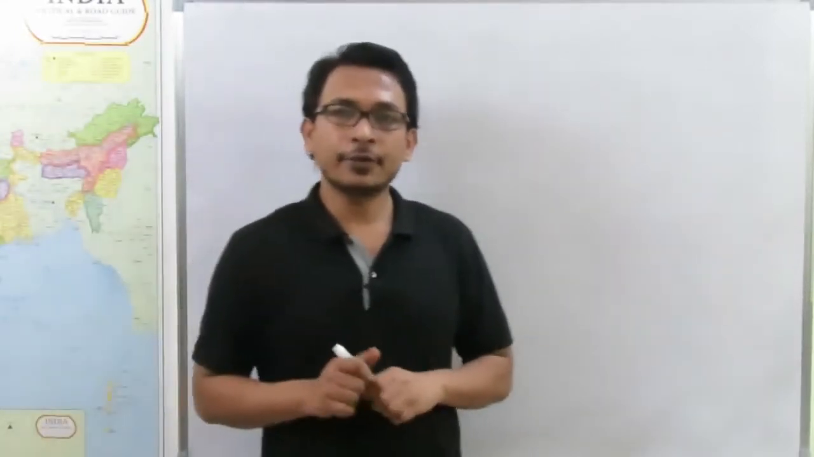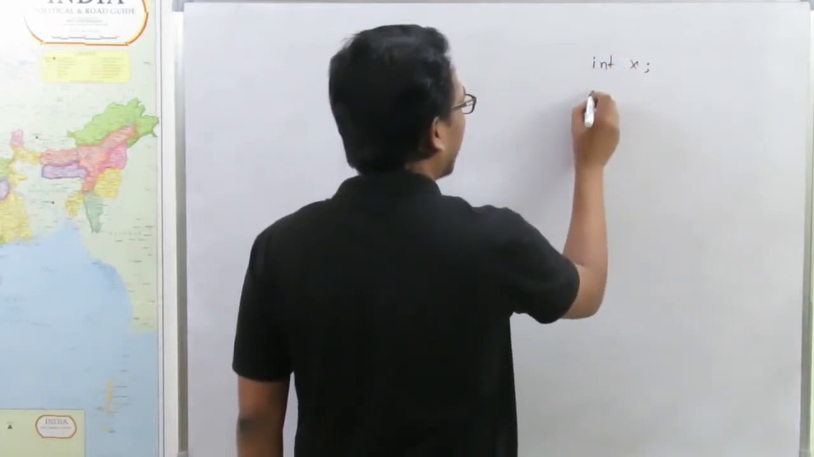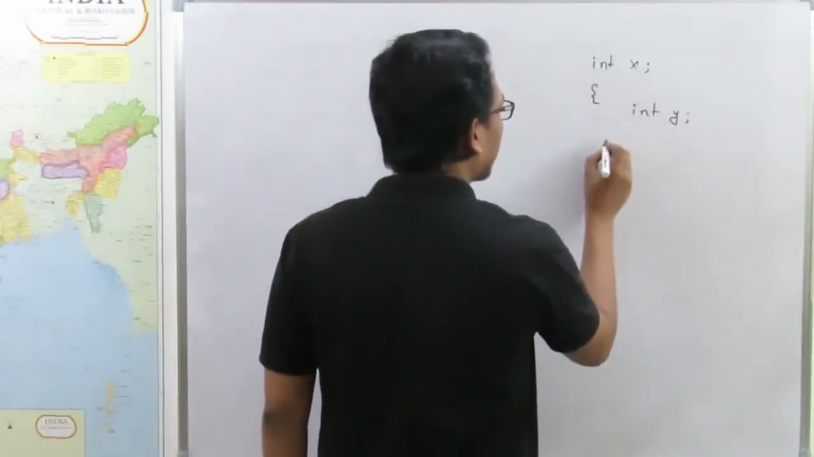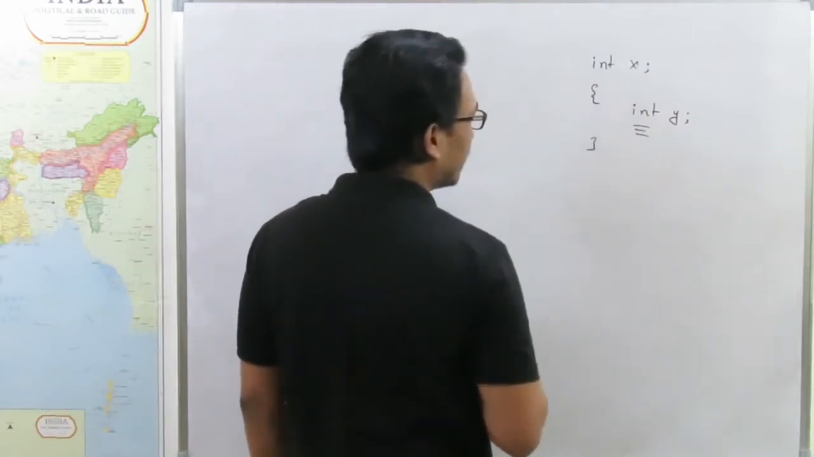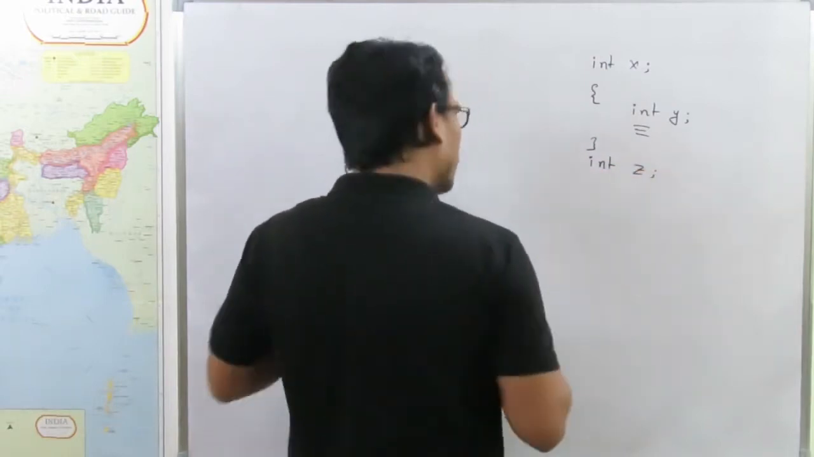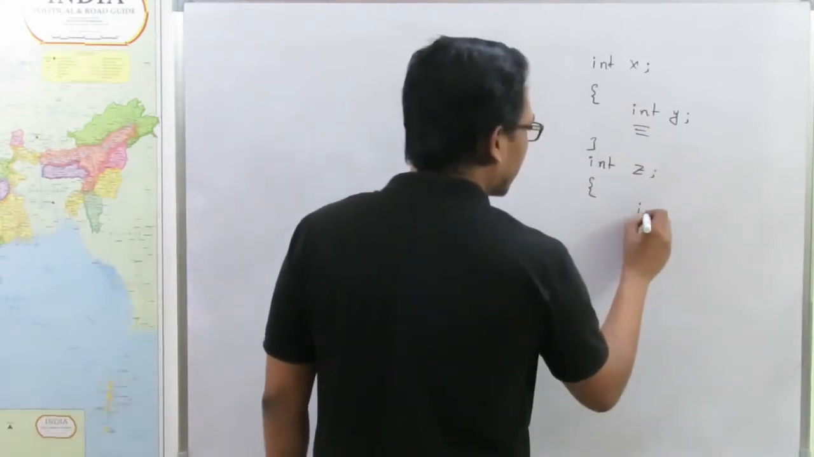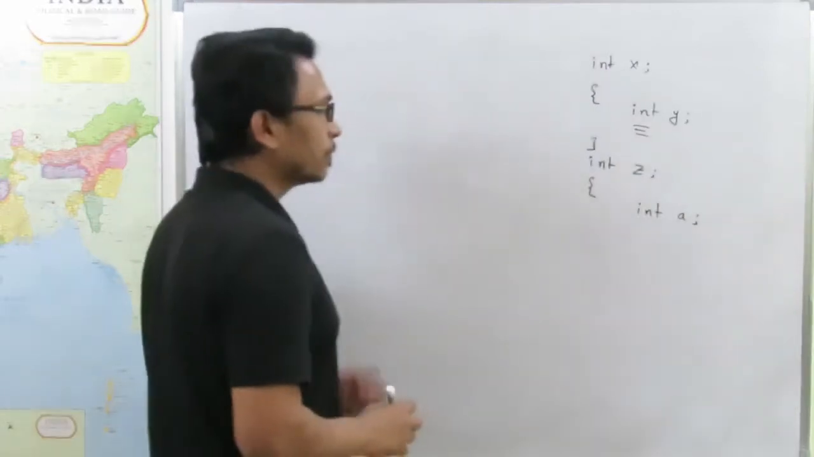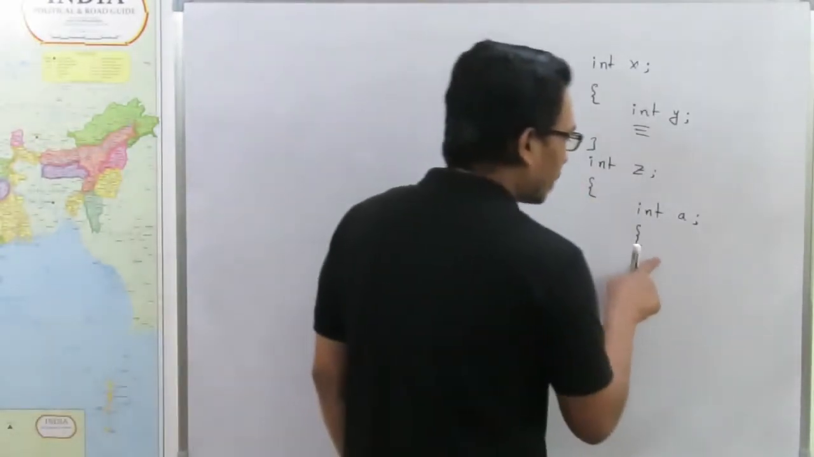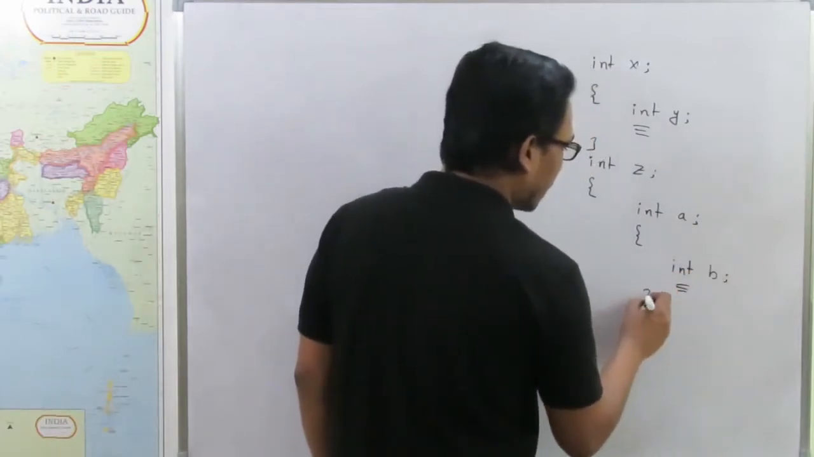Let's take one more scenario. Integer x, then a block starts, integer y, then this particular block ends here. Next, integer z, and next one more block starts here. Let's say that block contains integer a. Now let's say we have one more block inside this block, and within it we have another variable, integer b. Now some other instruction may be here.